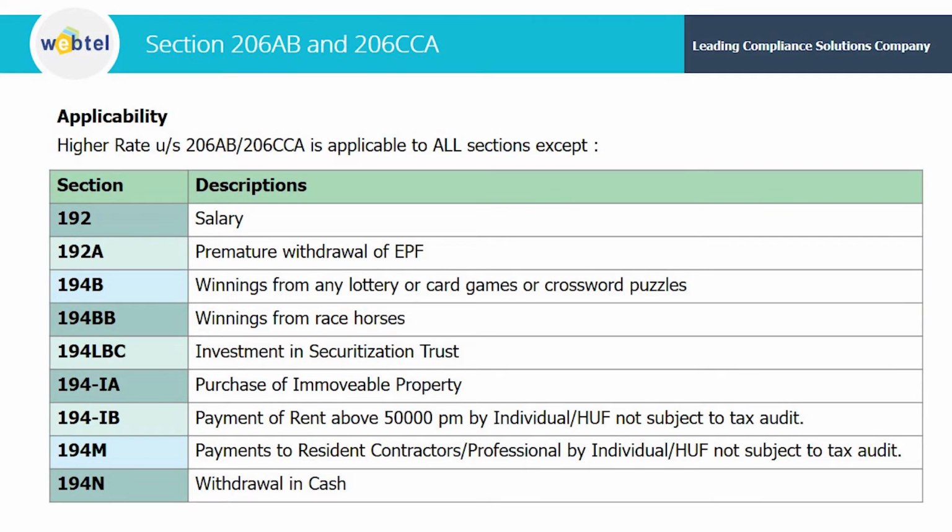Now another question will arise whether these sections 206AB and 206CCA are applicable to all sections. They are applicable to most of the sections. There are a few exceptions which we can see on the screen: in the case of salary or premature withdrawal of EPF, winnings from lotteries, purchase of immovable property, and some specified payments by individuals and HUF where tax audit is not applicable, or even in the case of withdrawal in cash from banks, section 194N. In all these cases, higher TDS or TCS is not applicable. So TDS or TCS will be applicable at the normal rates.